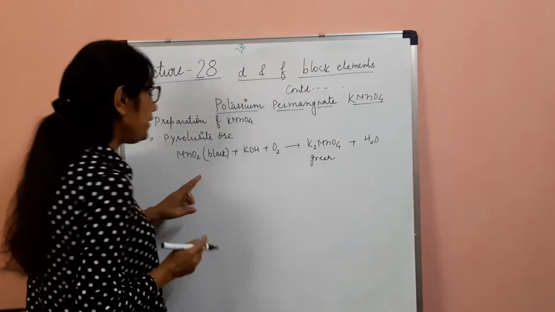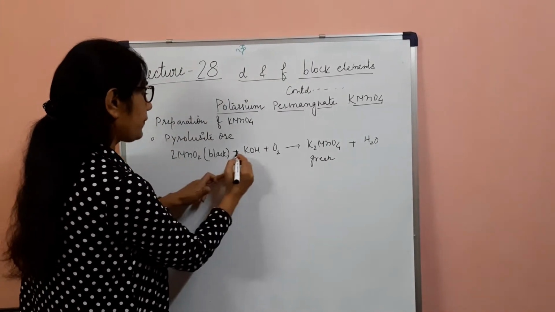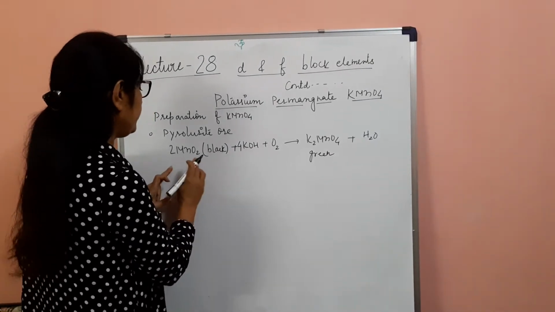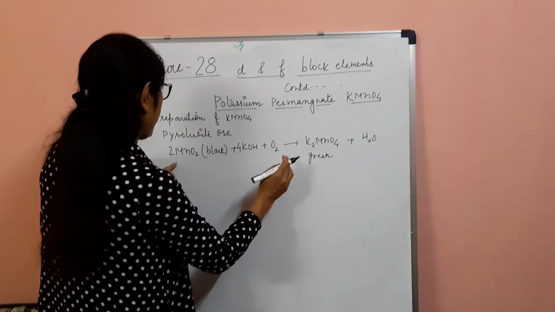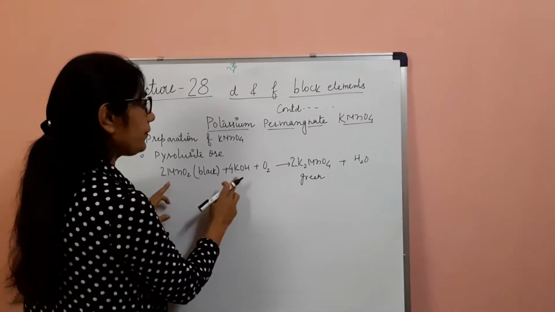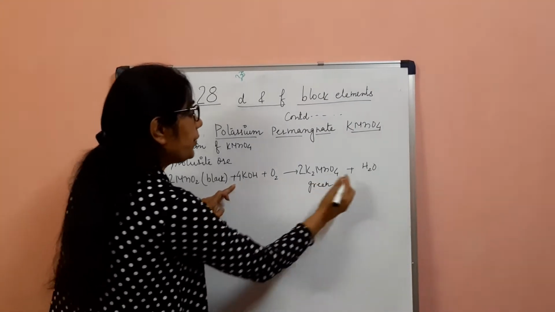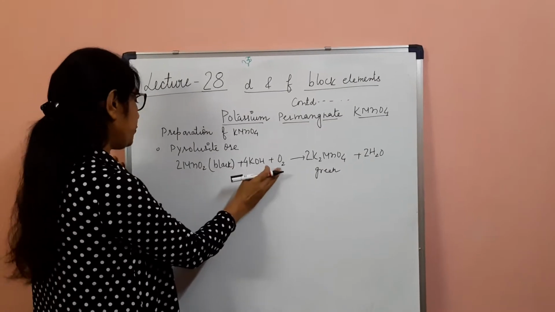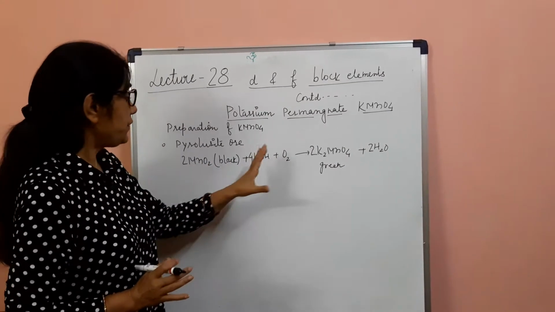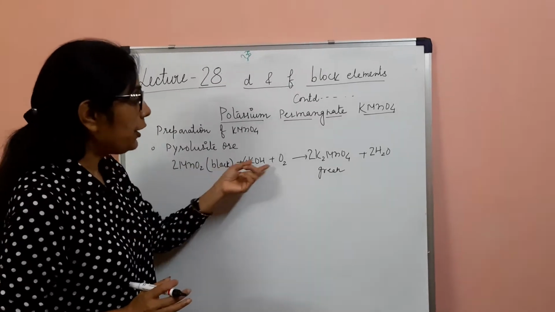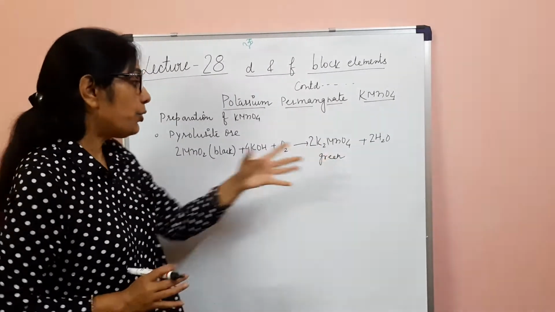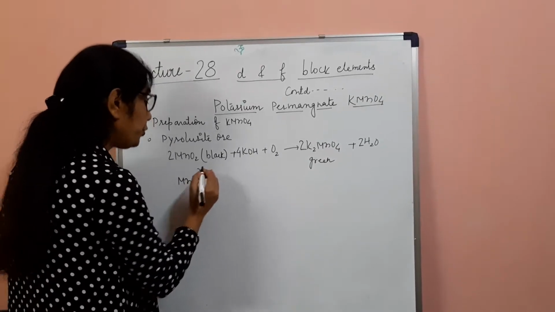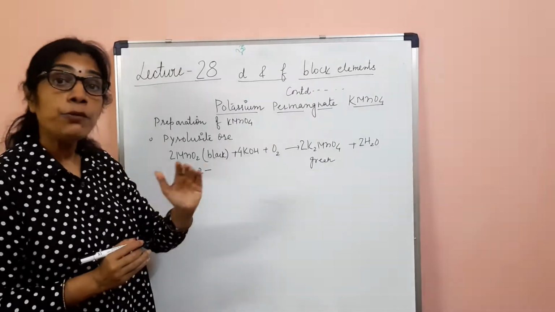This is green colored, and let's balance it. Now hydrogen 4, 8 plus 2 is 10, oxygen 4 plus 2 is 6 plus 4. So first of all, manganese dioxide is fused with KOH in presence of oxygen to get potassium manganate, and this manganate is MnO4 2 minus, and permanganate is MnO4 minus.